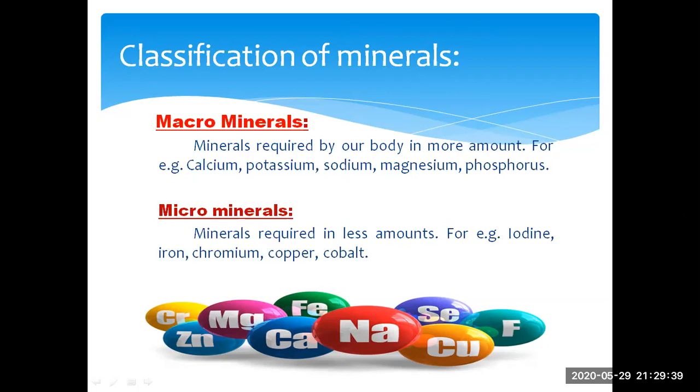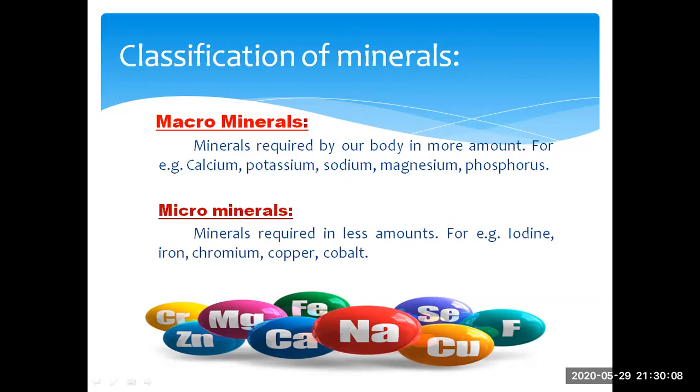Next is iron. It is essential in the production of hemoglobin. Its deficiency may cause anemia. Another one is chromium. Chromium stimulates insulin activity. Its deficiency may cause diabetes.